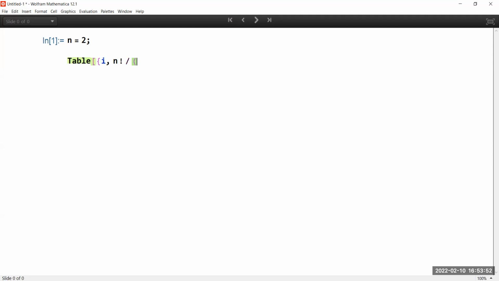Divided by, open parentheses, i factorial times (n minus i) factorial, and close the parentheses. The reason they fluctuate with one another is because of this last expression. You have i and you have n minus i. So I want this pair, and I want i to start from 0, from no heads at all to all heads, to n.